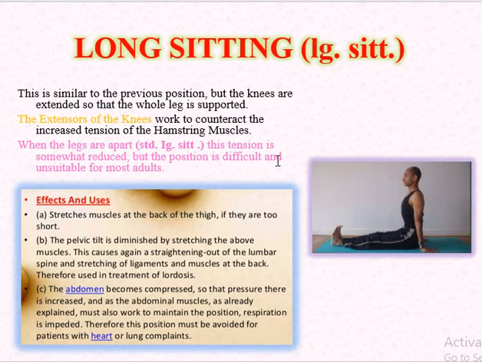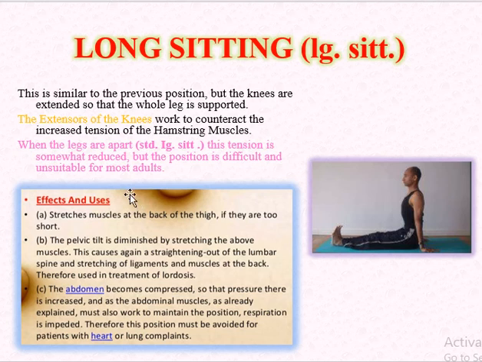Long sitting. This is similar to crook sitting, but the knees are extended so that the whole leg is well supported. Extensors of the knee work to counterbalance the increased tension of the hamstrings. When the legs are apart, that is known as straight leg sitting. The tension is somewhat reduced, but the position is difficult and unsuitable for most adults.